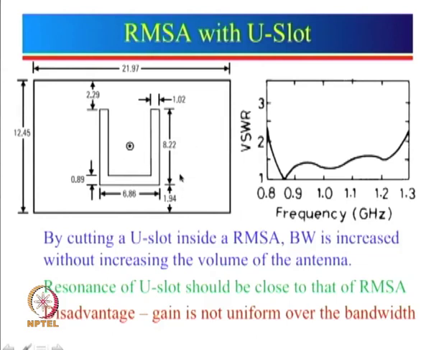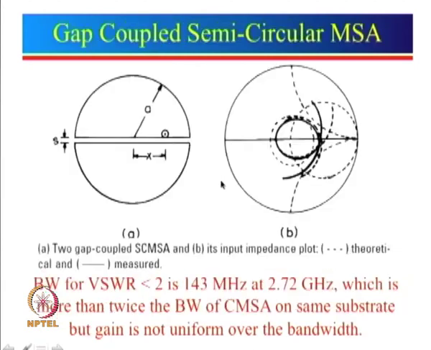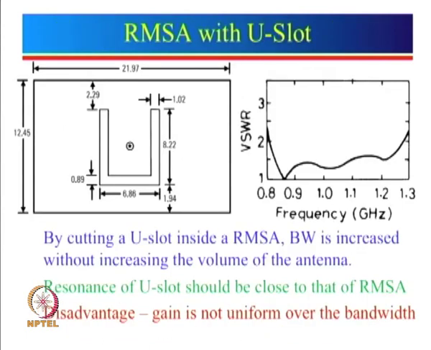But I want to mention here again, the major problem with this configuration is that gain is not uniform over the bandwidth. So, yes, within the same volume one can get a larger bandwidth. In fact, the volume is the same here as that of a circular patch, bandwidth is increased, but gain is not uniform over the bandwidth. So, please remember that when you are designing the antenna, it is not only VSWR bandwidth that is important, but the gain bandwidth is also important. Pattern variation over the bandwidth is also important.